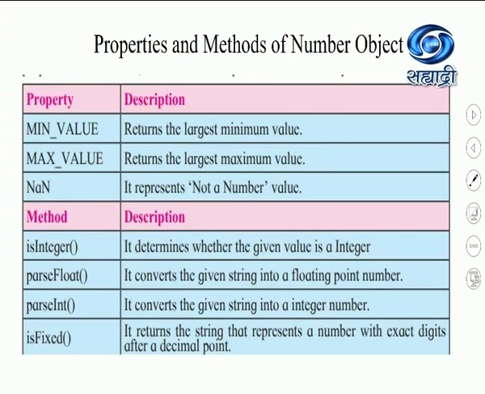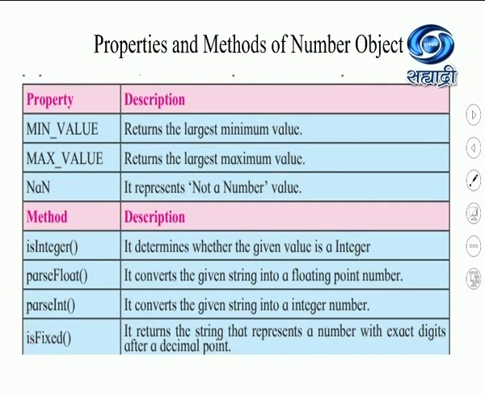Students, observe the properties and methods of the number object. You need to remember min value, max value, and these 3 properties of the number object. They return the maximum and minimum number that JavaScript can represent. NaN represents not a number. You can make use of that by using the isNaN function in JavaScript. It's not specified in this table, but you need to remember the isNaN method. Here there is a typo mistake: you need to remember it as toFixed instead of isFixed.